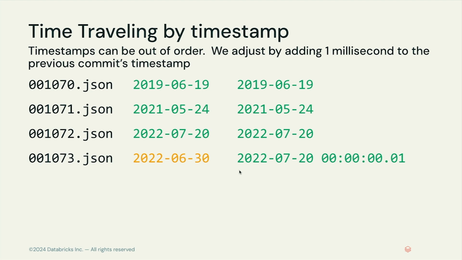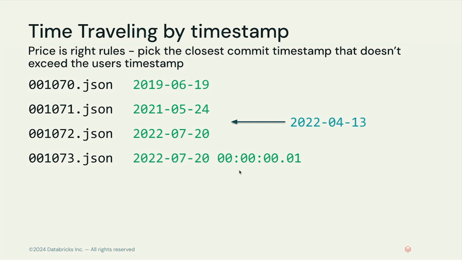Now, when you're working with timestamps, we have what we call the Price is Right rules. When you query a table by timestamp, we get the closest timestamp that doesn't go over the timestamp. So it's always just before the one you mentioned, or exactly if you happen to know the exact timestamp, then you should know the version, so use the version.